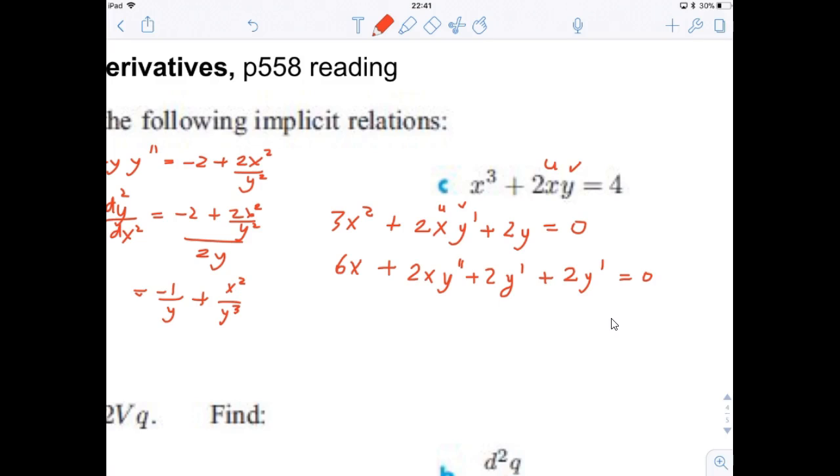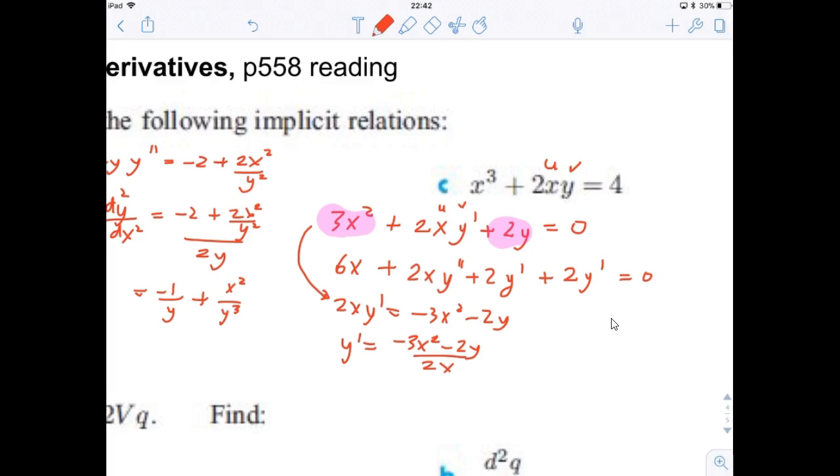can I replace y dash with something easier? So we're going to try to solve for y dash from here. So I'm going to take the pink terms here and subtract them to the right side. I'm going to have 2x y dash equal to negative 3x squared minus 2y. Then I'm going to divide both sides by 2x. So I have y dash equals negative 3x squared minus 2y, divided by 2x.